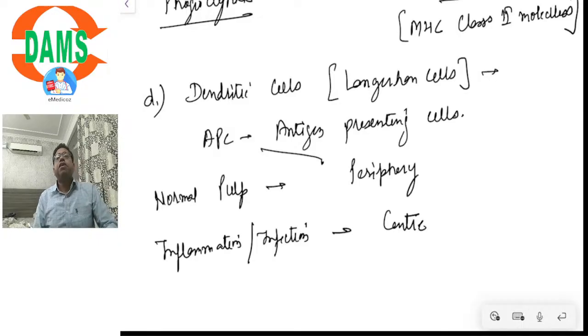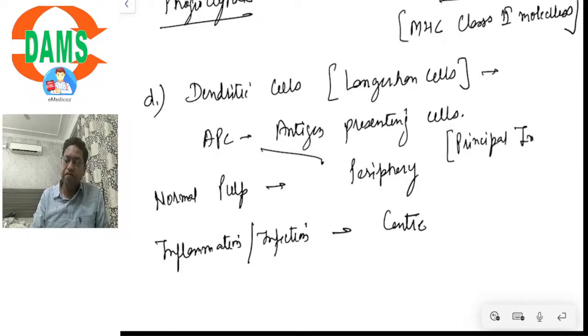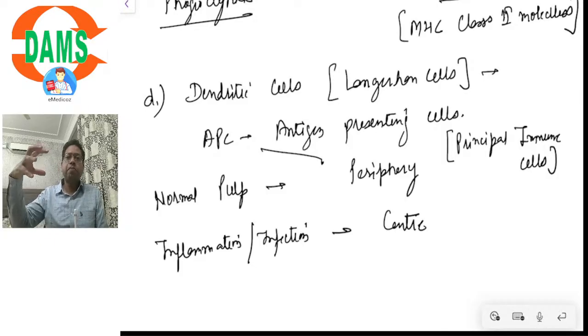It is very logical also because these are the principal immune cells. Whenever there is some invasion of the dental pulp by way of microbes from caries, etc., definitely the outer zone of the pulp will be affected first. So these antigen presenting cells recognize the antigens and take them to the defense system. In the case of inflammation, they migrate to the center.